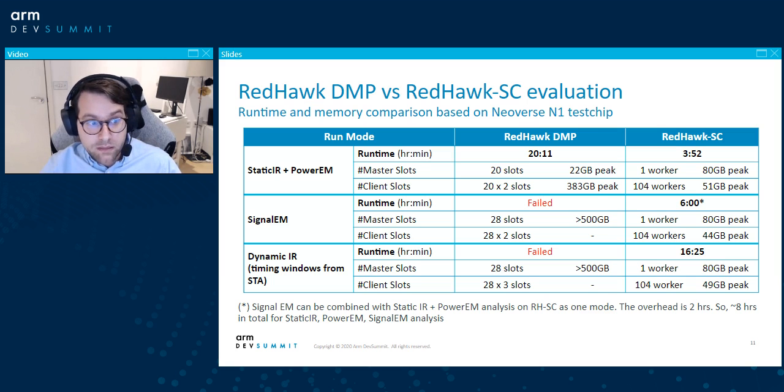Furthermore, a huge runtime cut for static IR and power EM from 20 hours and 11 minutes to 3 hours and 52 minutes, which if we combine with the signal EM analysis on Redhook SC, can come up to around 8 hours of total runtime for Redhook SC. So in 8 hours, we could have static IR, power EM, and signal EM analysis all at once.